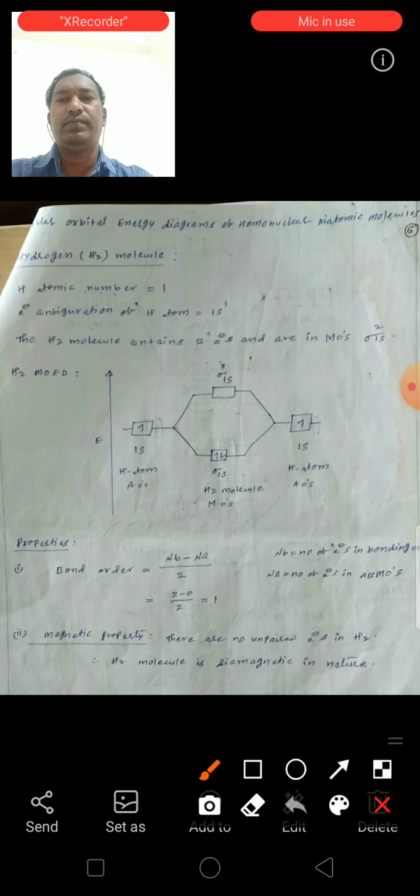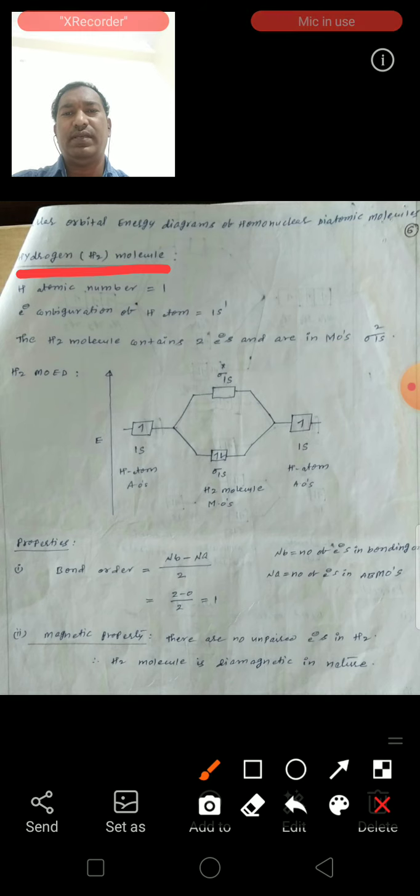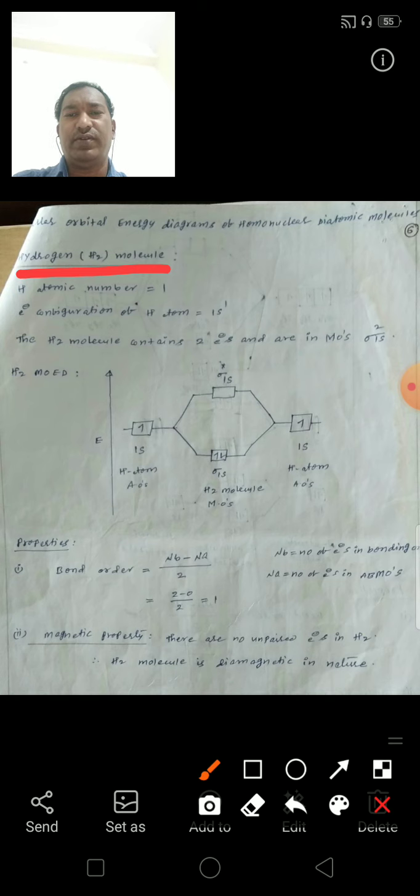See first example, the hydrogen molecule. Hydrogen atomic number is 1, so the electron configuration of the hydrogen atom is 1s1. The hydrogen molecule contains 2 electrons, and they are in the molecular orbital sigma 1s2. So see the molecular orbital energy diagram for hydrogen.